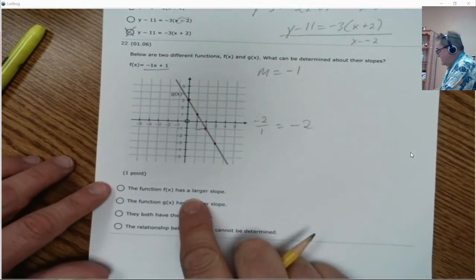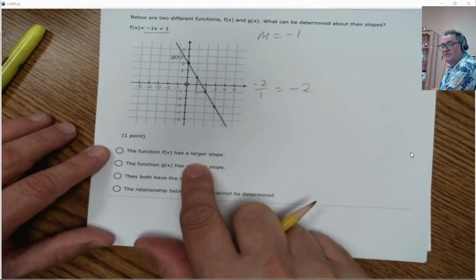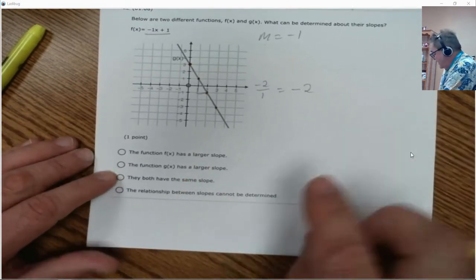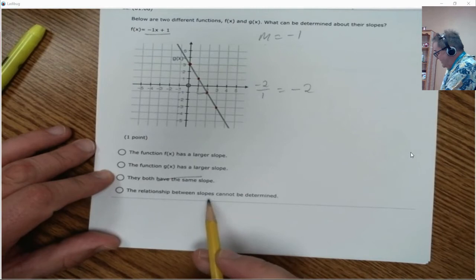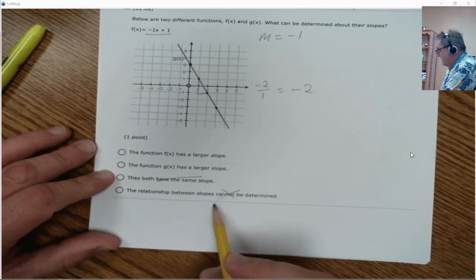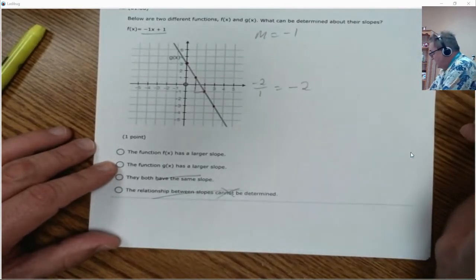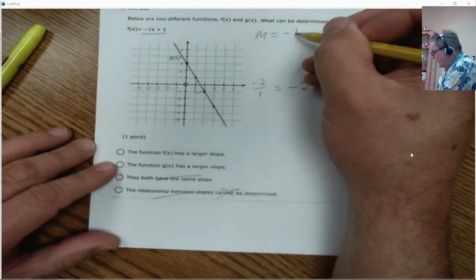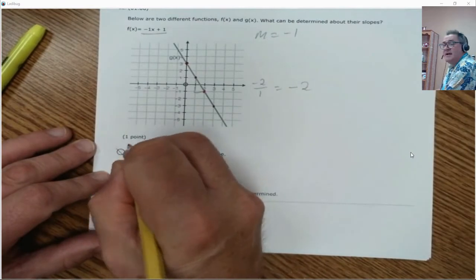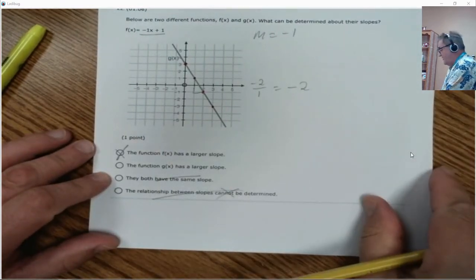So which one, let's see, does f of x have a larger slope or g of x have a larger slope or the same? Well, it's not the same. So that's not right. So which one has a larger slope? Which one's bigger, -2 or -1? -1 is a larger number than -2. So f of x has the larger slope between the two of them.